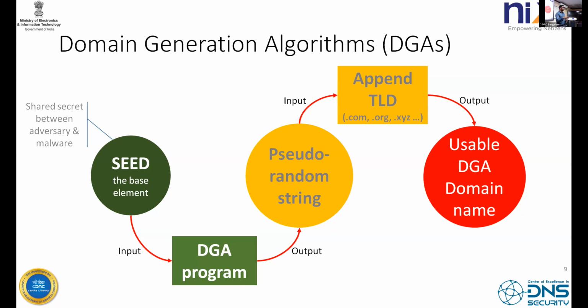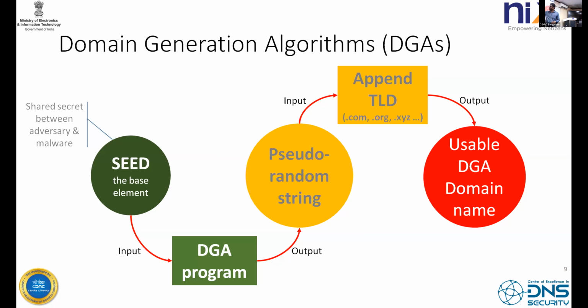So DGA works on a seed, something like a key for encryption, right? Encryption has a key, right? Similarly, a DGA needs a seed on the basis of which the domain name is generated. This seed is known to two parties on the internet. One is the attacker who generates and registers the domain name. The other is the malware into which the DGA algorithm is implemented. So this seed is common between two parts: the malware and the attacker, right?